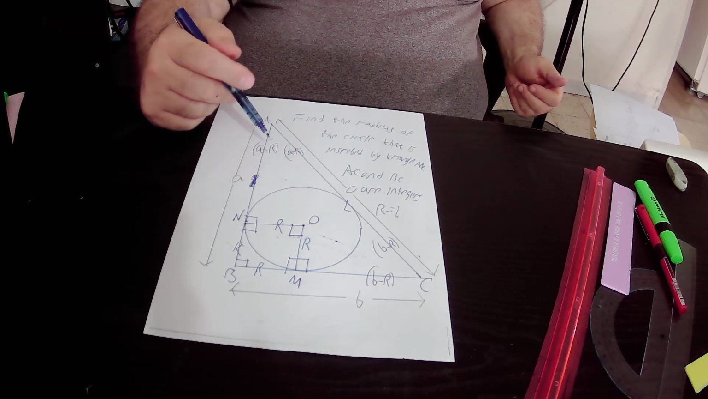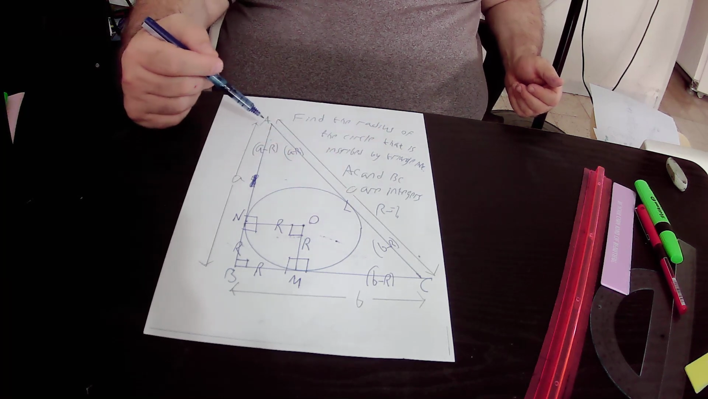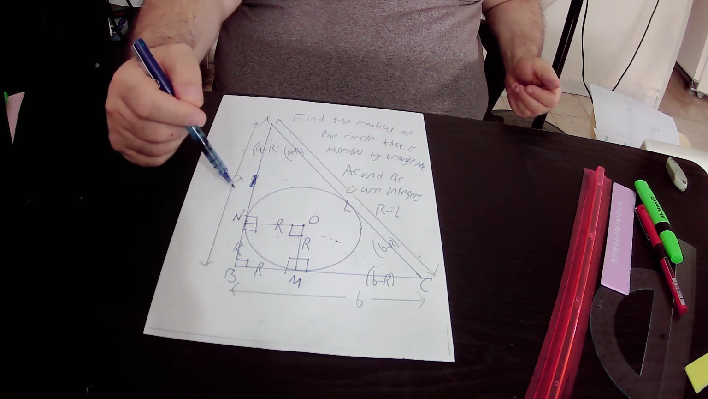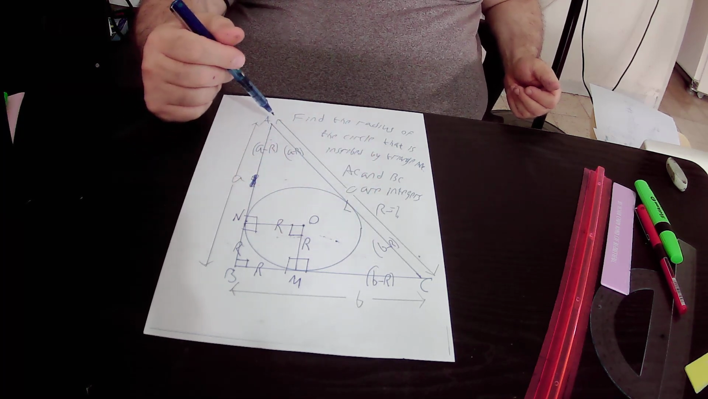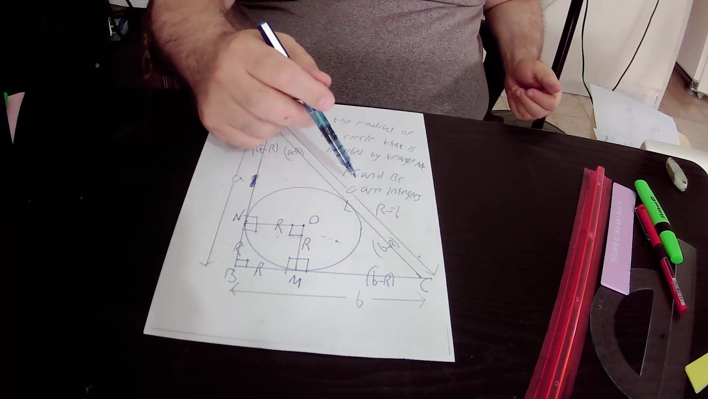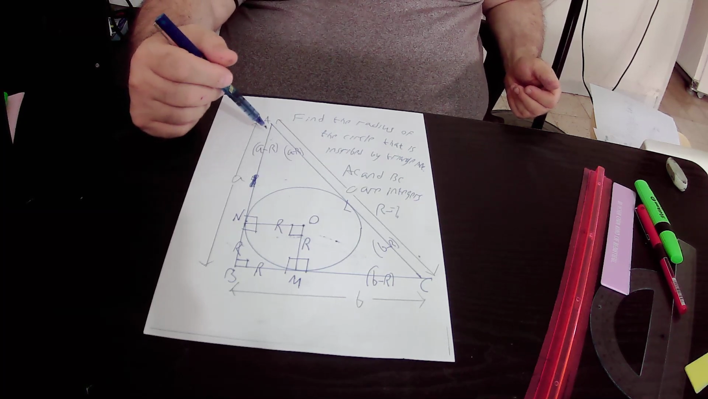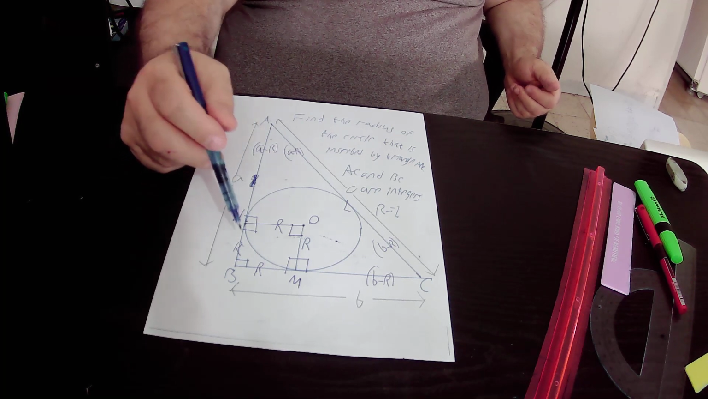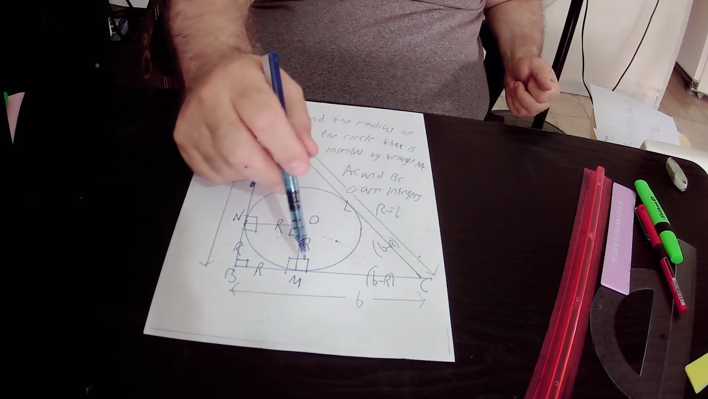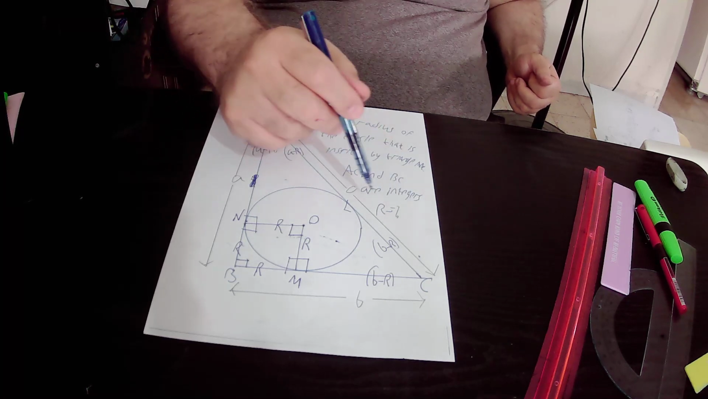So, because triangle ABC could be any triangle, we'll define AB as a, we'll define BC as b, and we'll define the hypotenuse AC as c. Okay? And then we'll define the point of tangency of AB with the circle as N, the point of tangency of BC with the circle as M, and the point of tangency of AC with the circle as L.